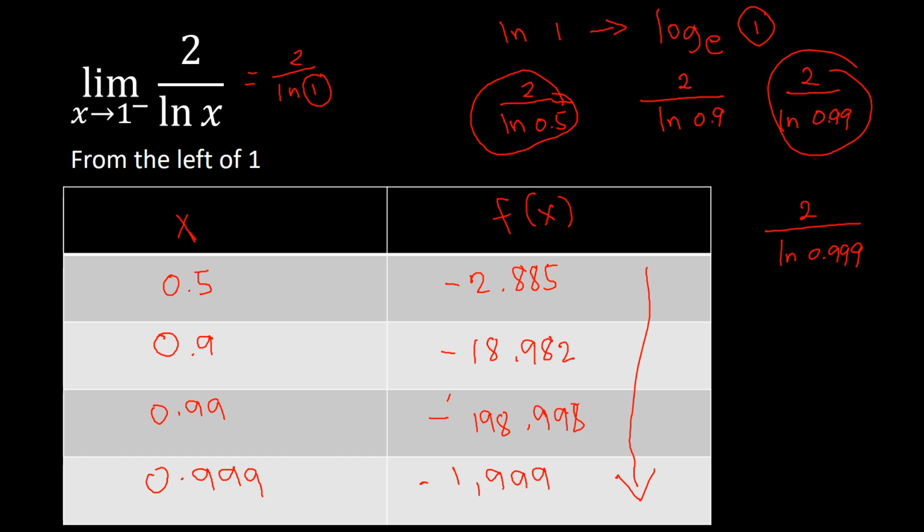So our answer for this problem, the limit of 2 over ln x as x approaches 1 coming from the left side, is negative infinity. That is how you are going to do the limit of the transcendental functions, focusing on the exponential function, and so with the logarithmic function.